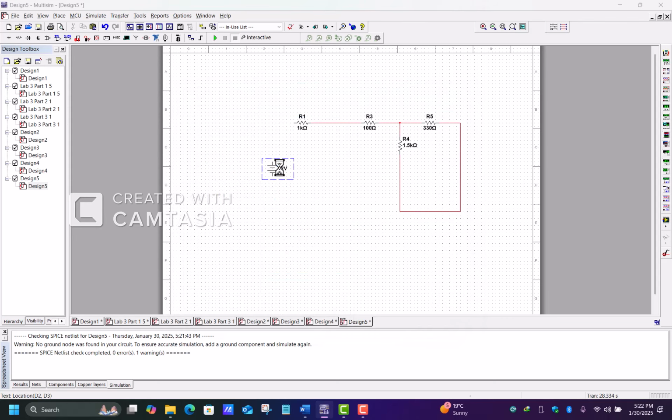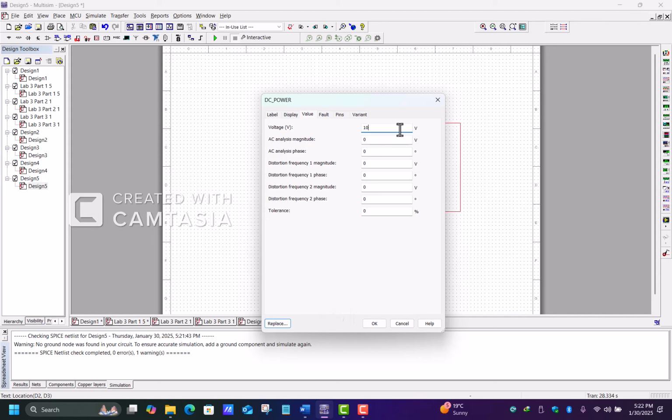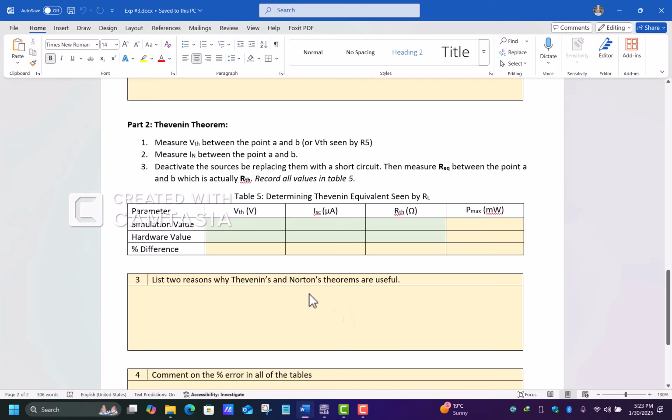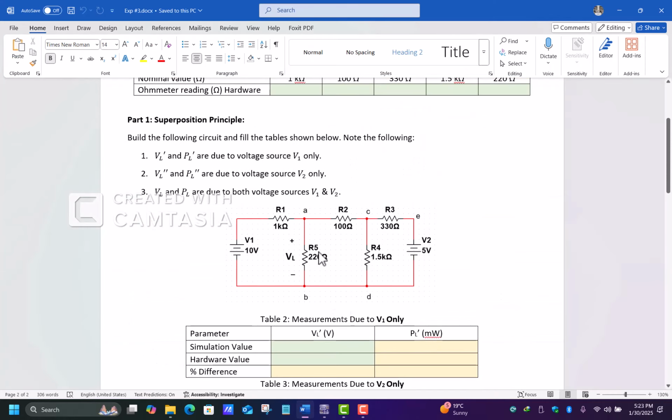So this would be considered as 10 volt here in my circuit. In order to calculate the Thevenin voltage of the circuit, we need to remove the load resistance across this circuit here. We'll have to remove this load resistance outside 220 ohm to calculate the Thevenin voltage of the circuit.